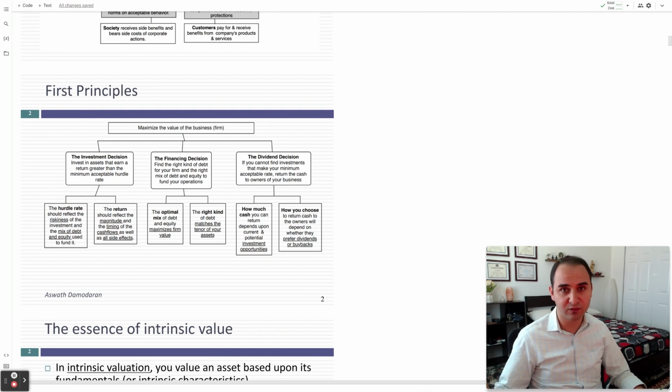You're opening a second store. Should you do all equity, go to your friends and family, or even a public market, and raise equity to do so? Should you raise all that money from your banks or issue bonds? Or should you do a mix, like 50-50, 60-40, 70-30? What should be the right mix to do so? So that comes to the financing decision.